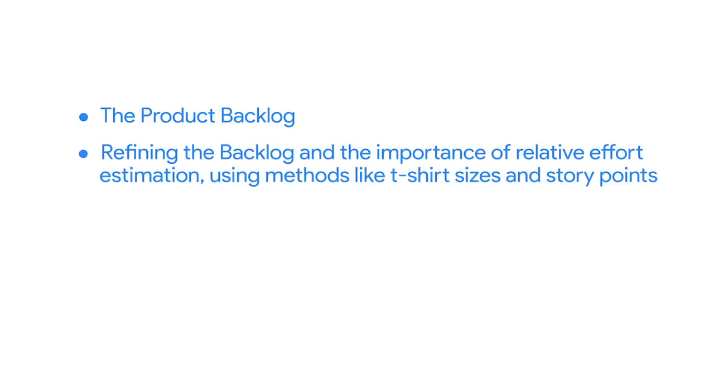We spent a lot of time covering one of the most important parts of Scrum, the product backlog. We learned about refining the backlog and the importance of relative effort estimation using methods like t-shirt sizes and story points. We identified the 5 important Scrum events, which are the sprint itself, sprint planning, the daily Scrum, the sprint review, and the sprint retrospective. And we learned about when each of these take place and what their purposes entail.